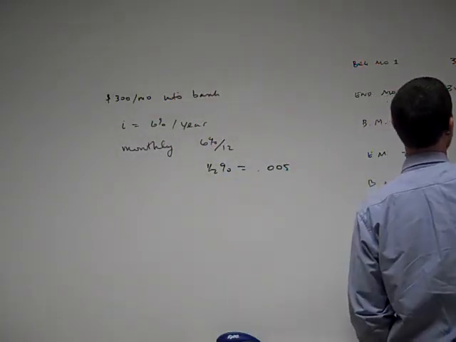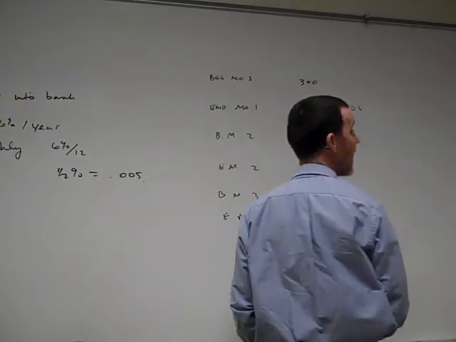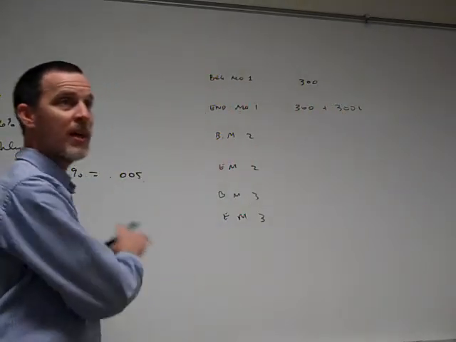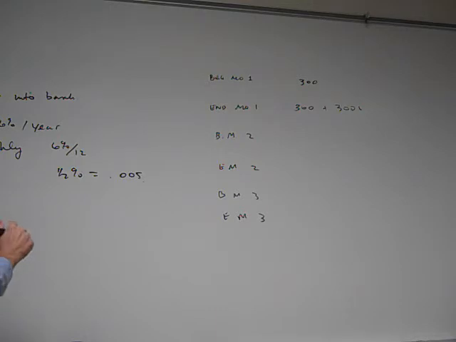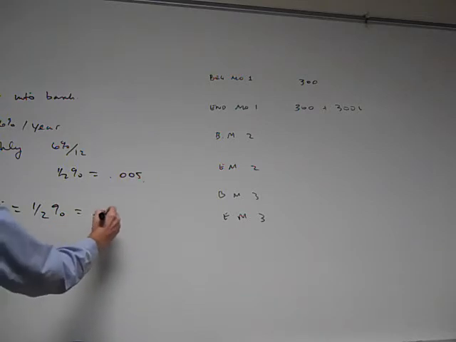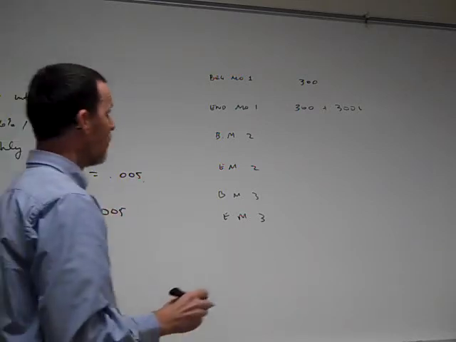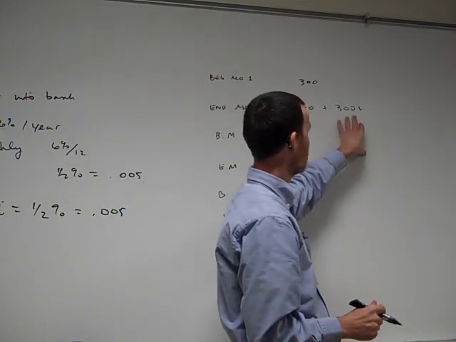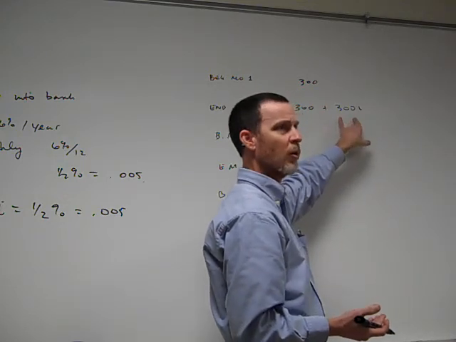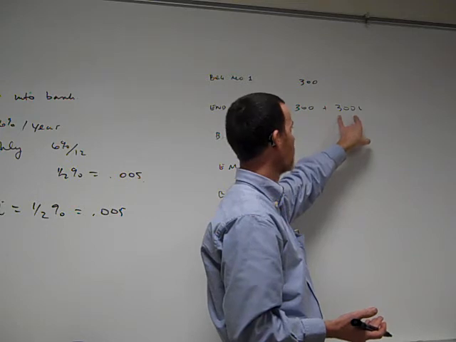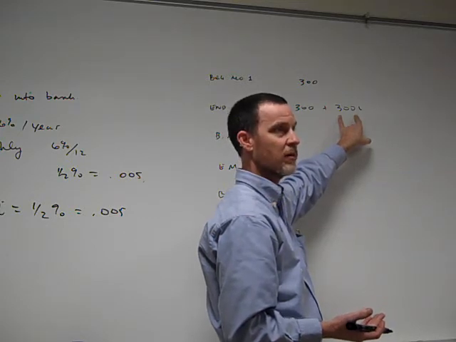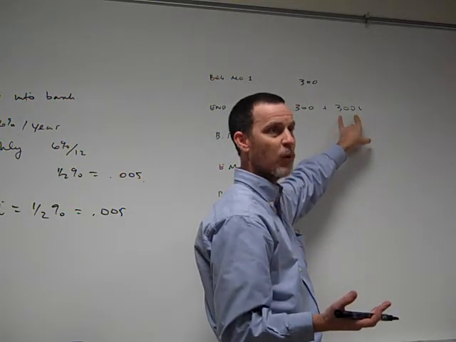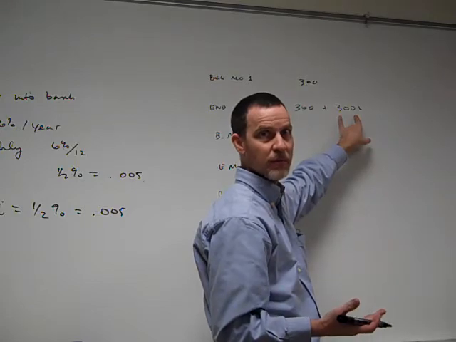But it's 300 plus 300 times I, right? I don't want to keep track of writing the number out there, so I'm just going to let I equal that 0.5% or the 0.005. And if you multiply 0.005 times 300, you get $1.50, which makes sense. If you got 1%, it would be $3, right? So a half of 1% would be $1.50.